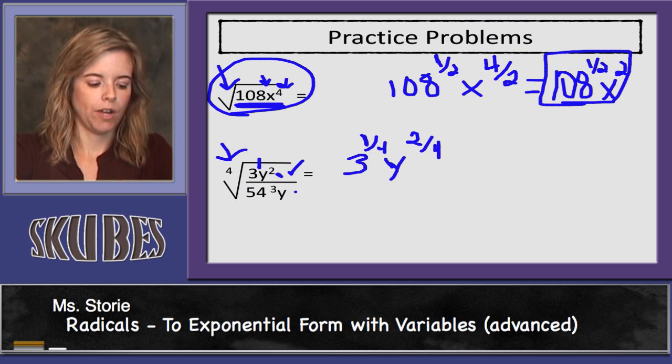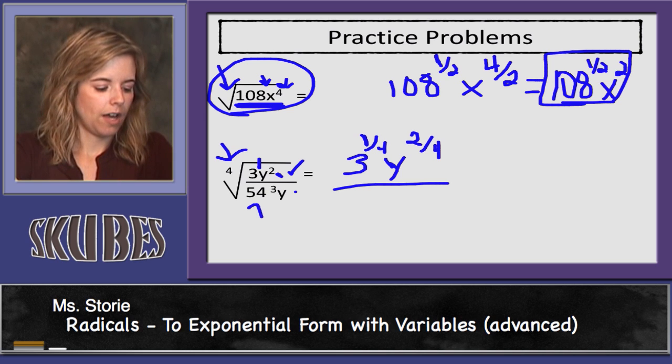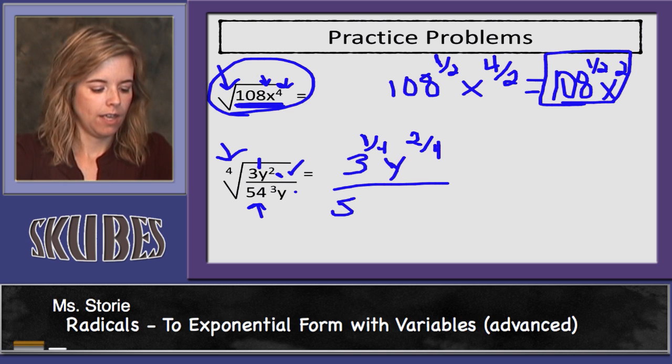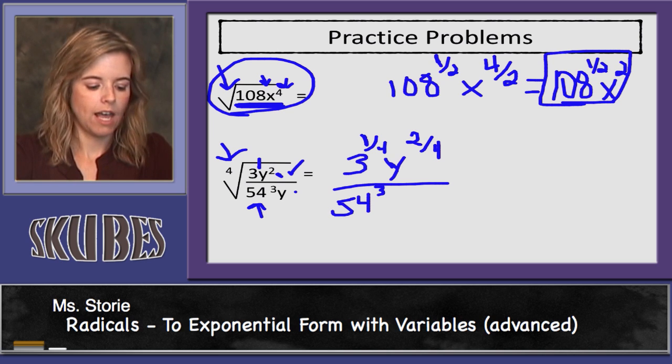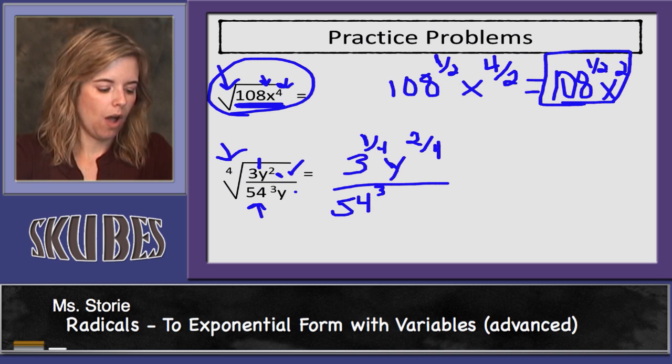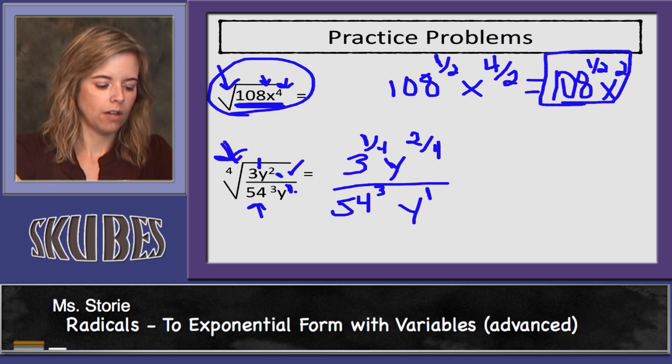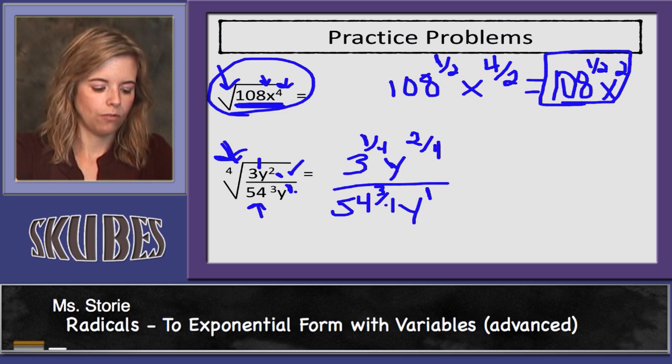Now that took care of the numerator on the actual radical. Let's look at the denominator. You've got 54 to the 3rd. We have an exponent this time. It's 3, and it's attached to the 54 only. For the y, there is no exponent, so we're assuming it to be 1. So that becomes the numerator. And we've still got that index of 4, so that is over 4, both of them.